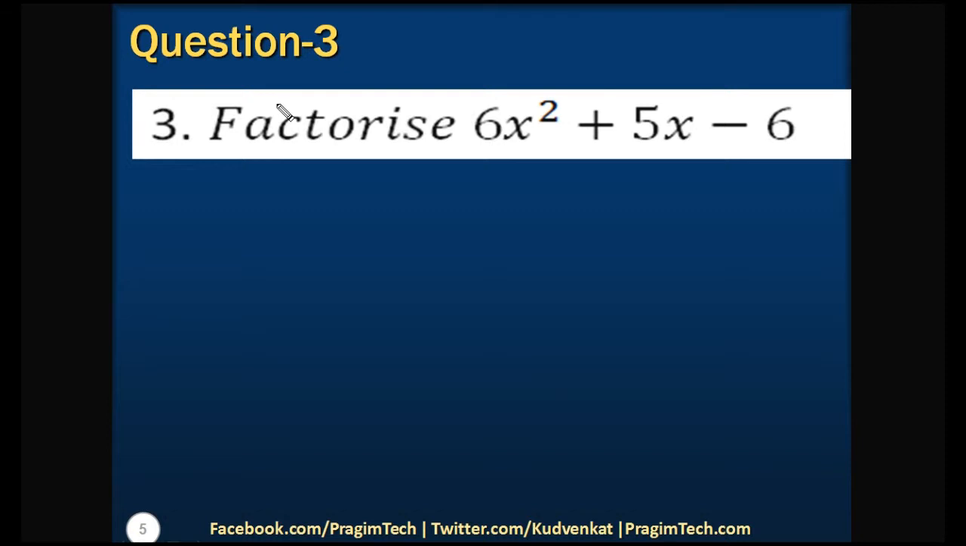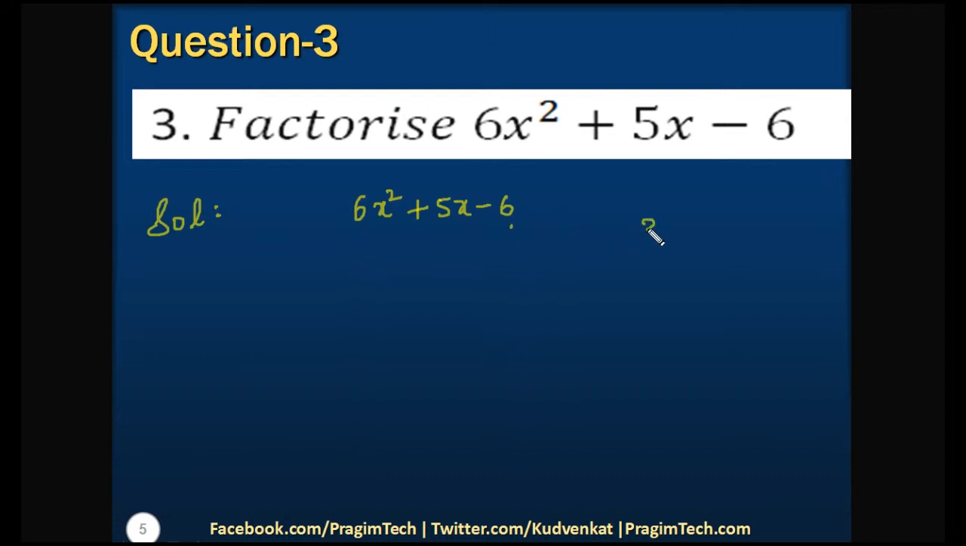Let us look into factorization of a quadratic polynomial. Factorize 6x square plus 5x minus 6. Let us factorize this by splitting the middle term, which you have discussed in your lower grades. So that is 6x square plus 5x minus 6. So in order to split the middle term, we have to consider the product of the first and last terms, that is 6 into 6.